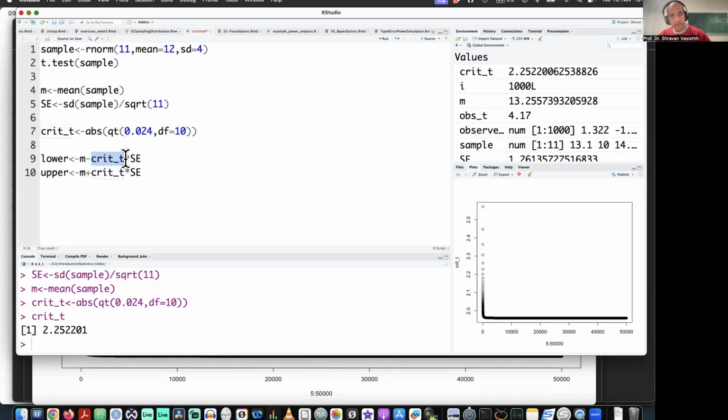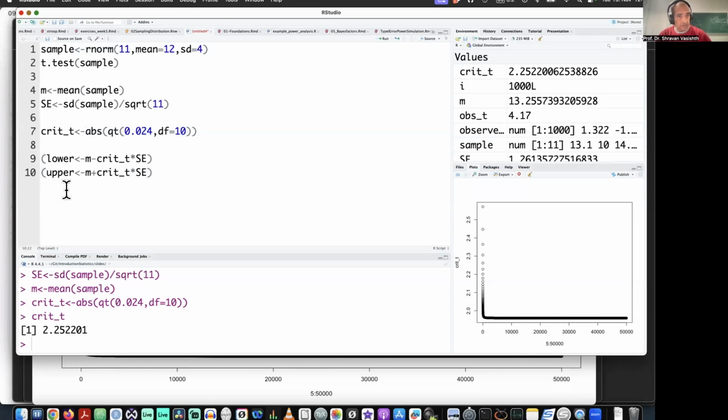Remember, the critical t-value is telling me the cutoff point such that the total area under the curve to the left and right is 5%. So this should be my confidence interval. Unless I've made a mistake, this should be exactly what the t.test function will give me, right? So I'll print this out, right? Okay, what else will I get?